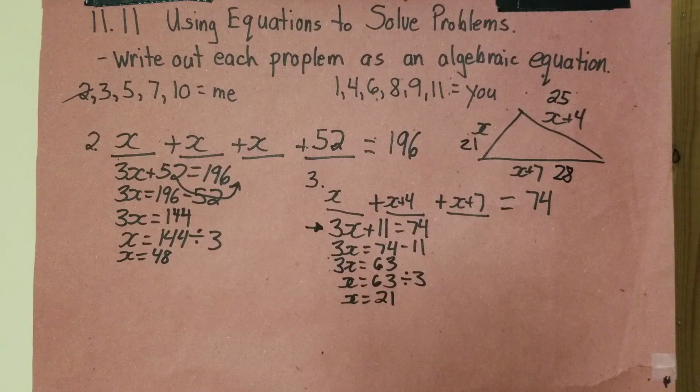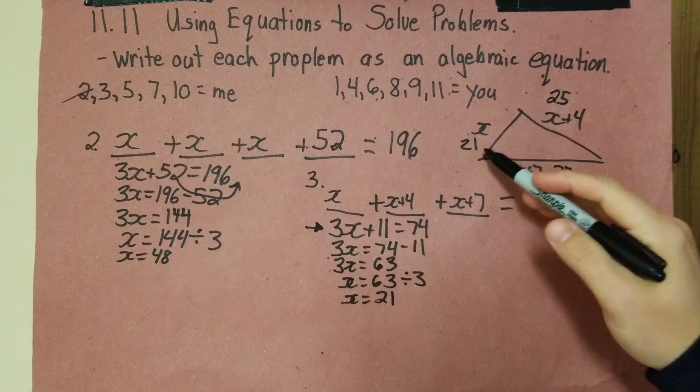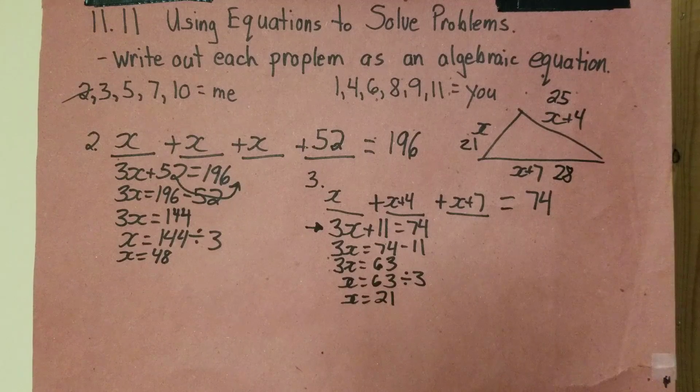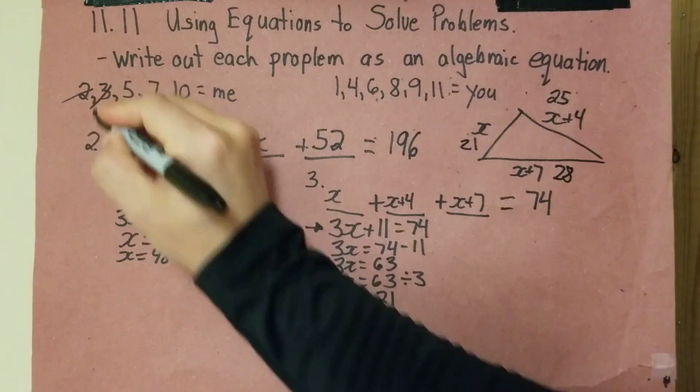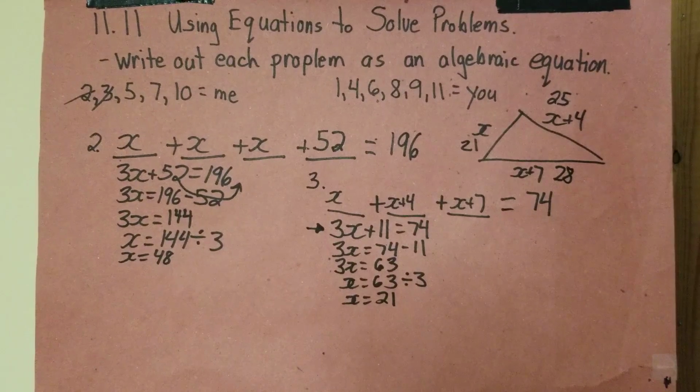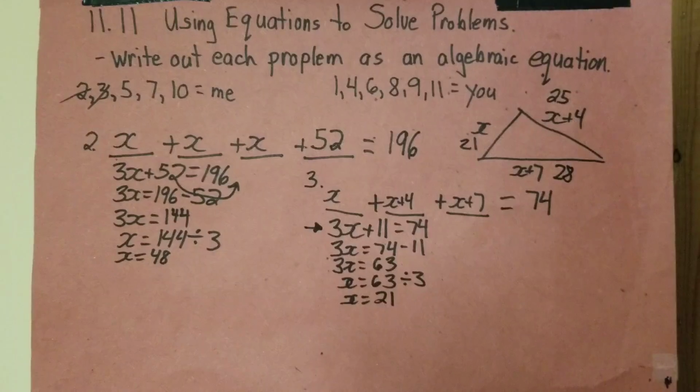And again, I can check. If I said 21 plus 25 plus 28, I did that in my calculator, I'm going to get 74. So I can check. Okay? All right. Good. So those two are pretty similar. I'm just going to move the camera down a bit so we can get some more in. So that's numbers 2 and 3.